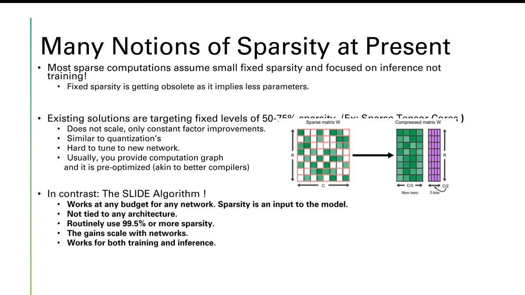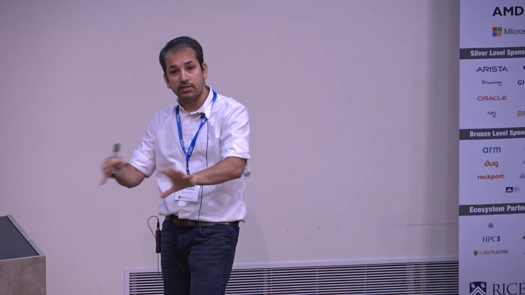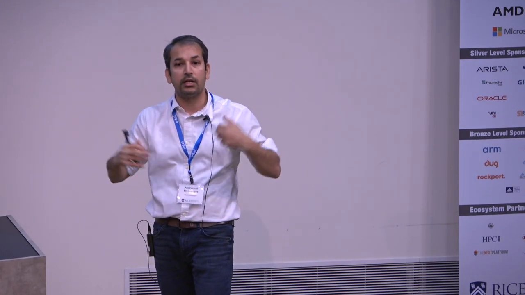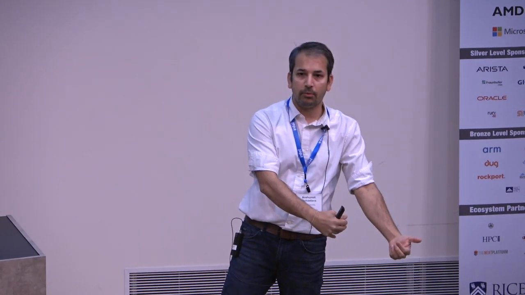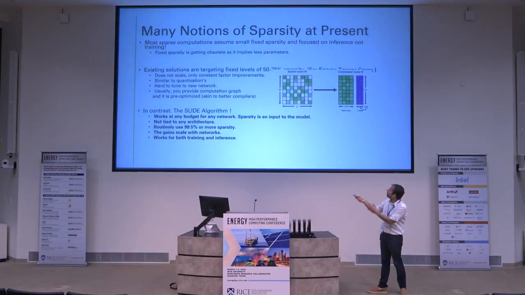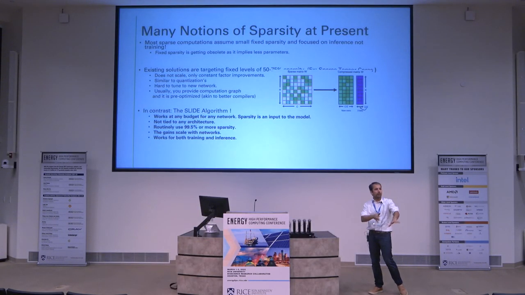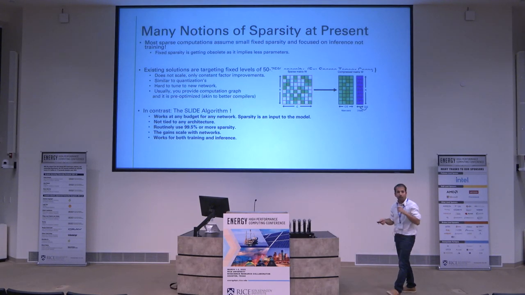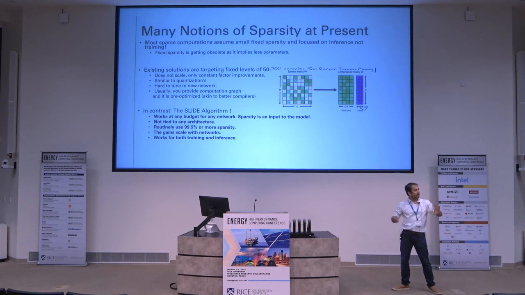Hard to tune to a new network. Essentially, these models assume that you tell me beforehand what your computation graph is, so that now I can redesign, change the basis to certain sparse kernels that I am comfortable with and give you that computation. It's something like building a compiler for a specific kind of network or a kind of computation. Whereas the algorithm that I showed you, it's independent of your network.